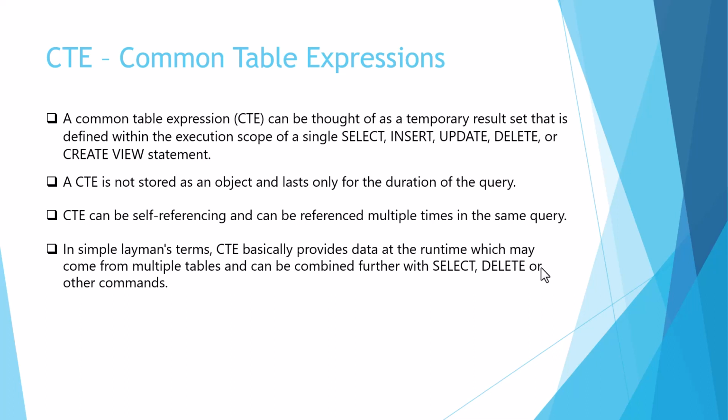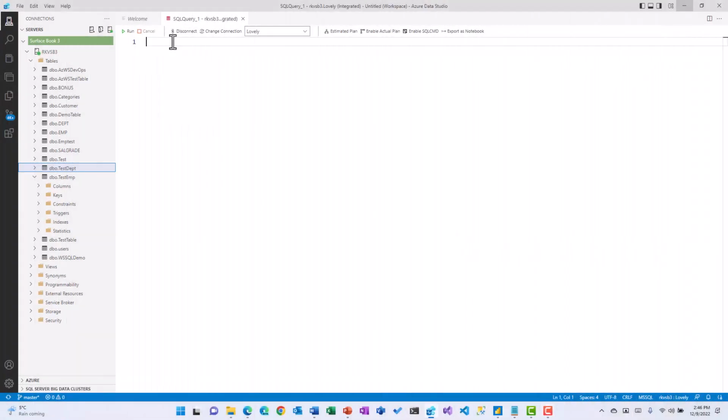And in simple layman's terms, a CTE basically provides data at runtime. So we can join multiple tables to actually create a common table expression, and then it can further be joined with another select query or delete query or something else. So this is enough of the theory. I think once you actually see how a CTE is implemented, it can be understood in a better way. So stay tuned, guys. I'll be demonstrating how to use common table expression in SQL Server. So let's see how we can practically use a CTE from different perspectives.